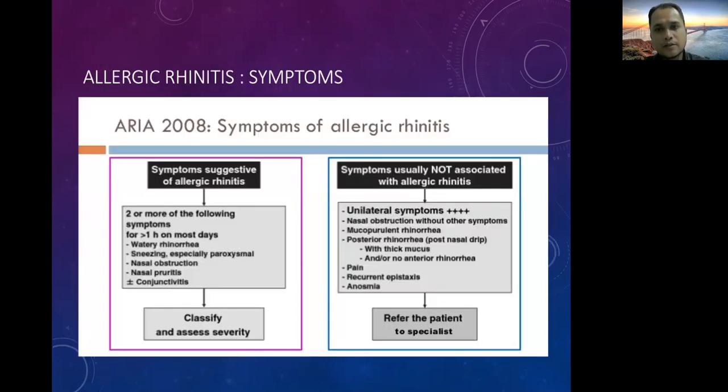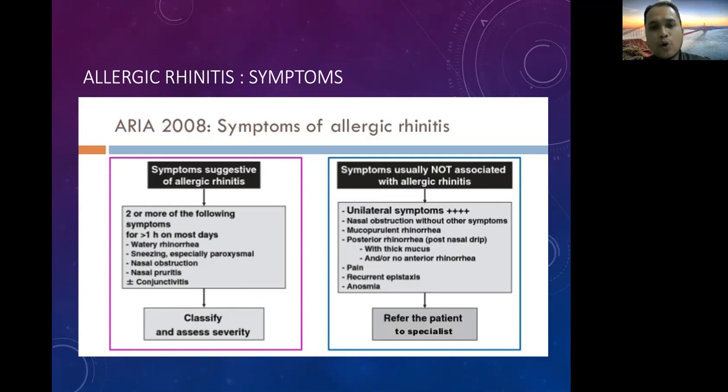For allergic rhinitis, they divided the symptoms into those which suggest allergic rhinitis and those which are not associated with allergic rhinitis, in the ARIA guideline 2008. ARIA is Allergic Rhinitis and its Impact on Asthma, a guideline that further elaborates on allergic rhinitis symptoms. The first one is the symptoms that suggest allergic rhinitis.